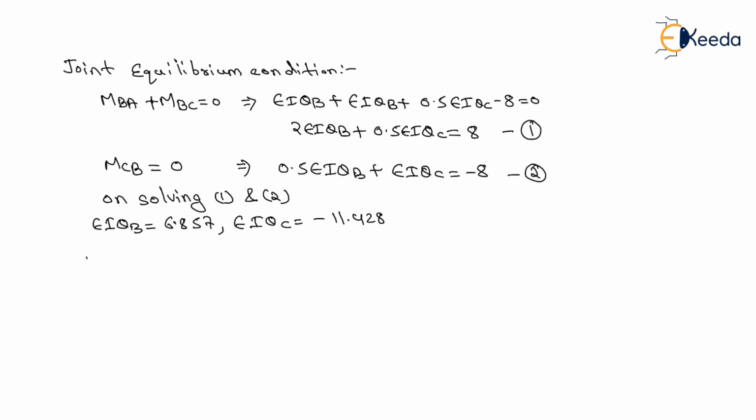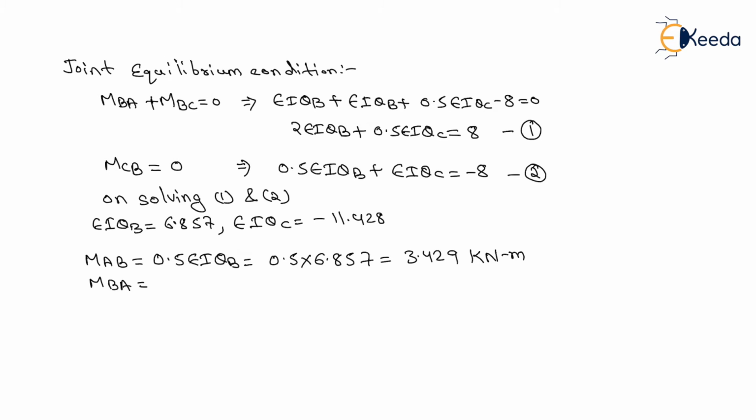We will get MAB as, the equation of MAB is equal to 0.5 into EI theta B. On putting the value of EI theta B, we will get 0.5 into 6.857, which will be equal to 3.429 kilonewton meter. That will be the moment at AB. Similarly, we can compute the moment at BA. On putting the value of EI theta B and EI theta C, it will be equal to EI theta B and its value will be equal to 6.857 kilonewton meter. That will be the value of MBA.